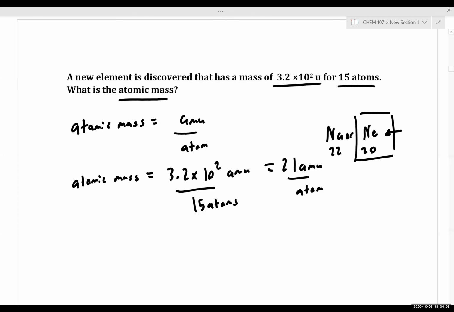So the 3.2 times 10 to the 2 U, does U stand for AMU? Yep, exactly. U is just another way of writing out AMU.